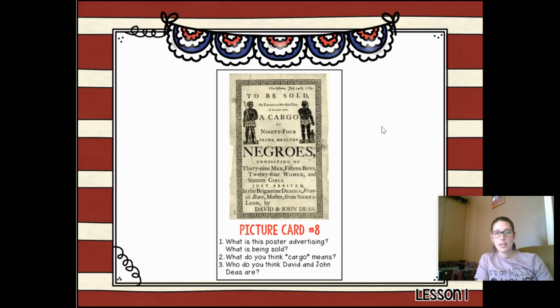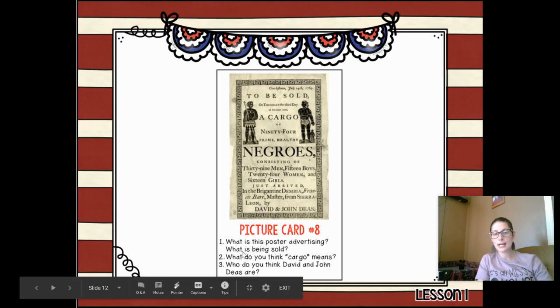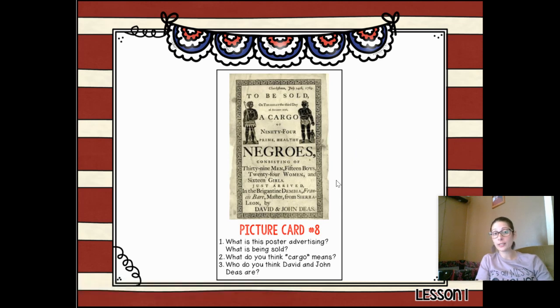All right. This one is a sales flyer for slaves. Okay. So it says, what is this poster advertising? And what are they selling? They are selling African Americans. Okay.